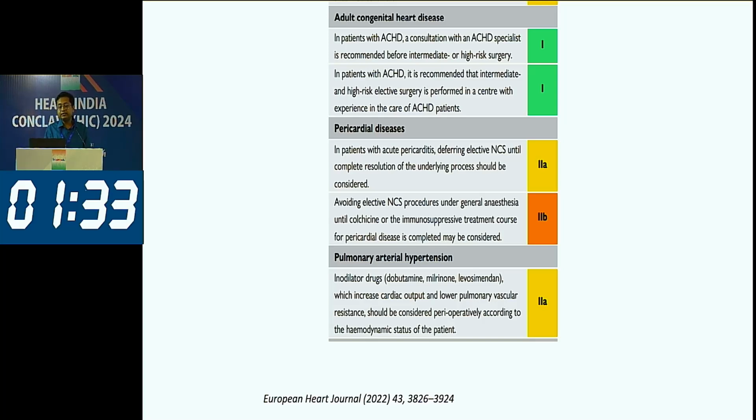In patients with ACHD, consultation with an ACHD specialist is a must in patients going for intermediate and high risk surgery, and it is recommended that intermediate and high risk elective surgery be performed in a center of excellence with experience in ACHD patients. Thank you.